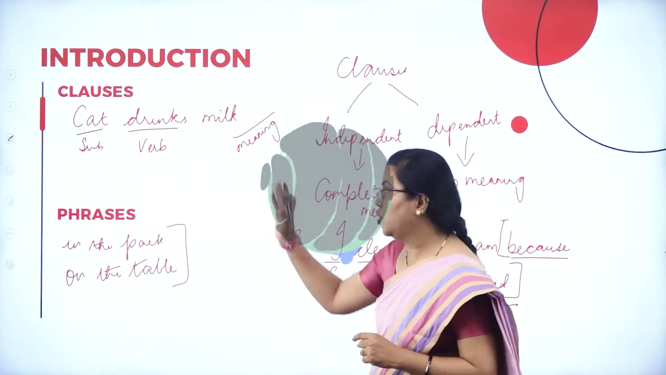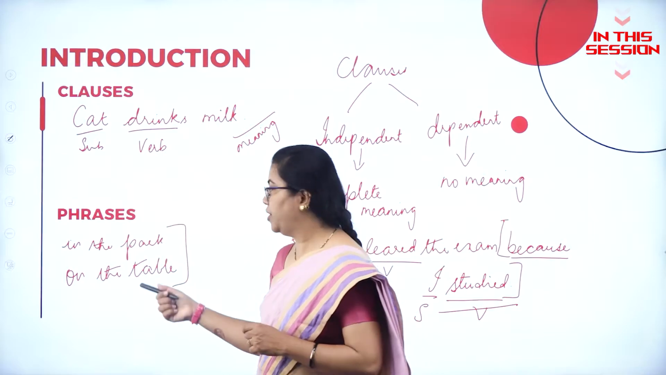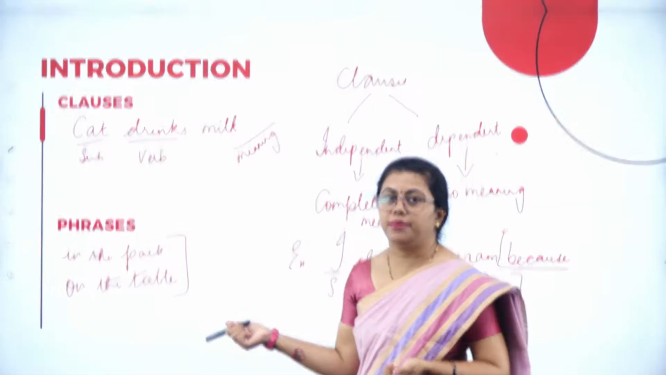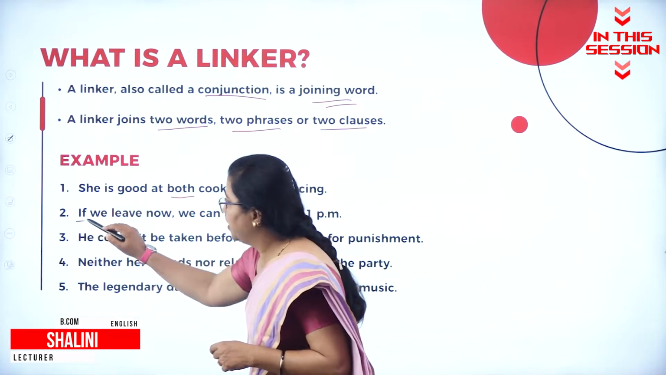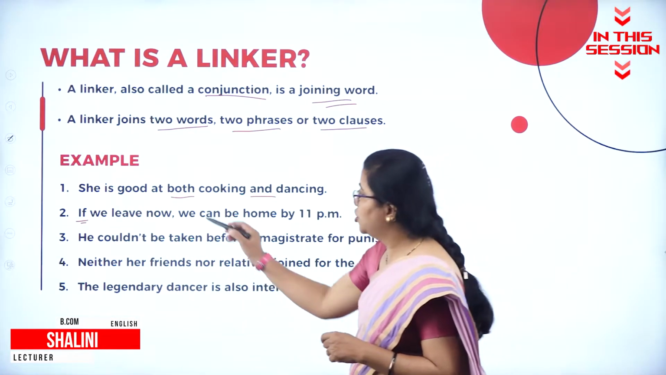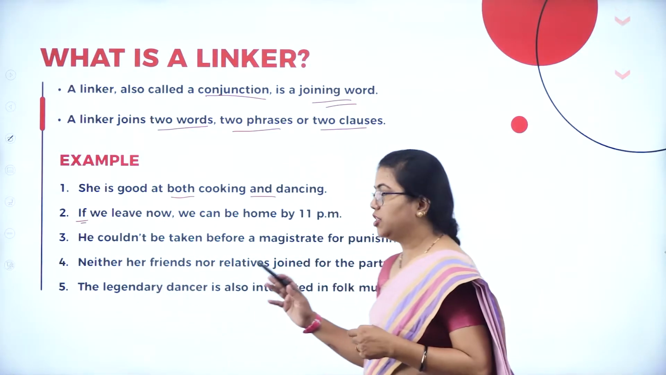The only difference between clauses and phrases is that clauses will have a verb in them, phrases will not have verbs in them. If we leave now, we can be home by 11 p.m. So "if" is the conjunction. You can use a conjunction in the middle. You can use a conjunction in the beginning of the sentence also.